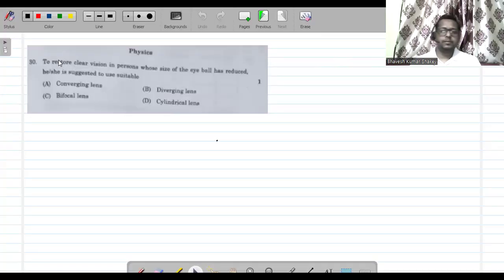Hello student. So this is a question: to restore clear vision in a person whose size of the eyeball has reduced, he or she is suggested to use a suitable converging lens, diverging lens, bifocal lens, or cylindrical lens. Okay, so these are the options given.